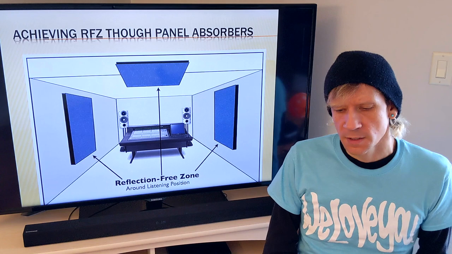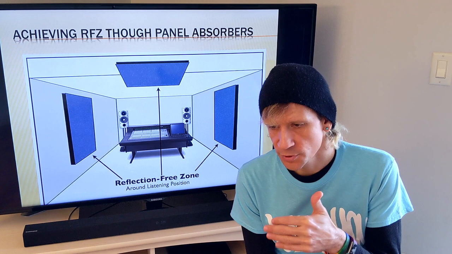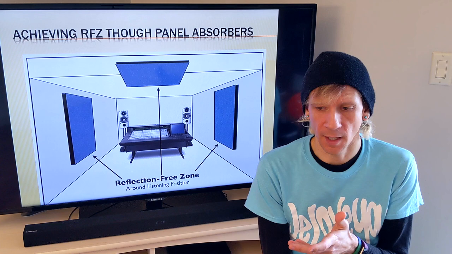There's been some really cool studies done. I meant to talk about this in the diffusion chapter and I forgot, but as a general rule, we can perceive differences better in an evenly diffuse room than in an overly absorptive room, or a room that's really absorptive.